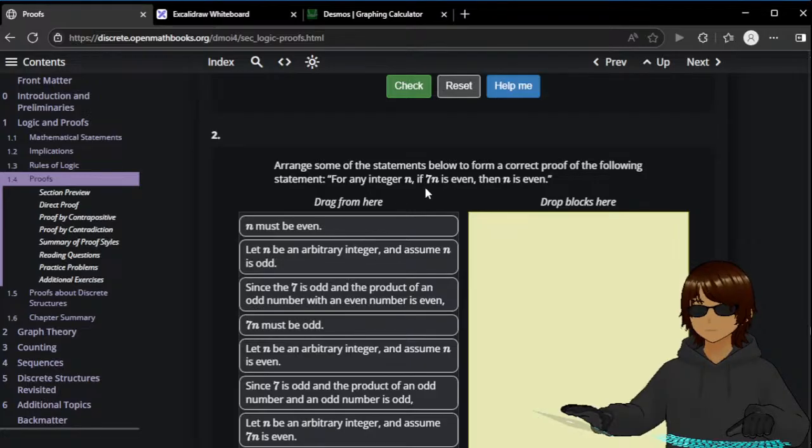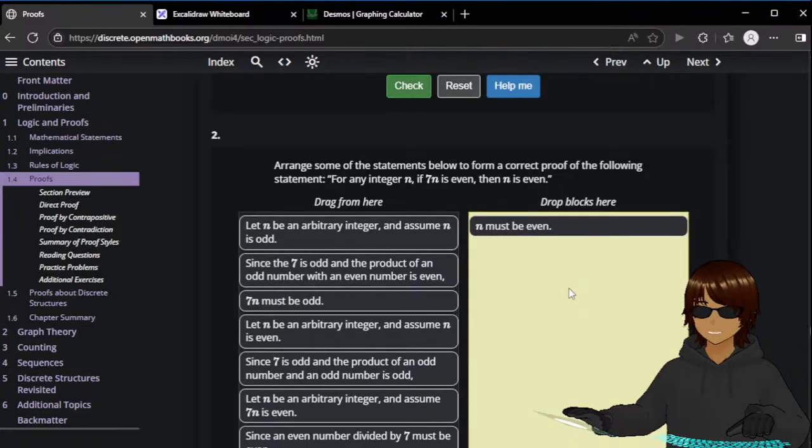So 7n is even means it's divisible by 2. 7 is not divisible by 2, so n has to be divisible by 2, right? This would be the last statement.